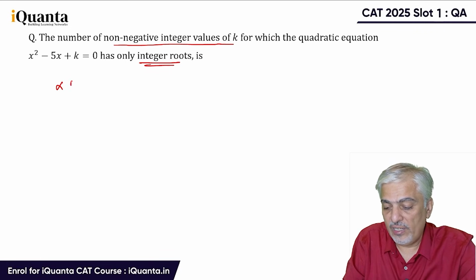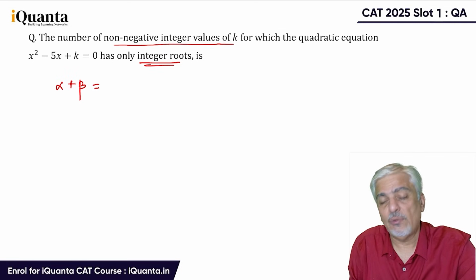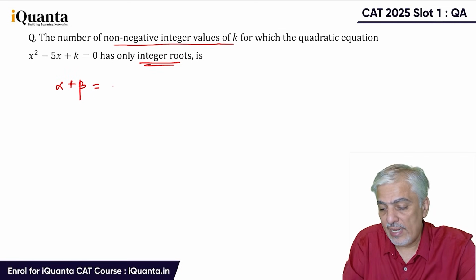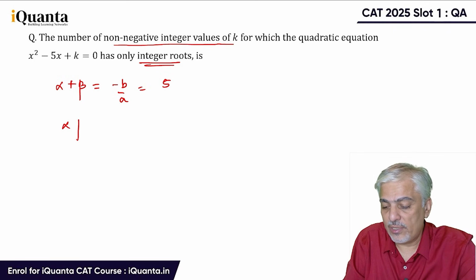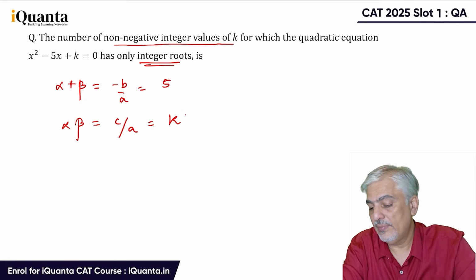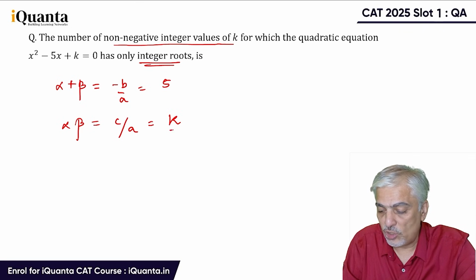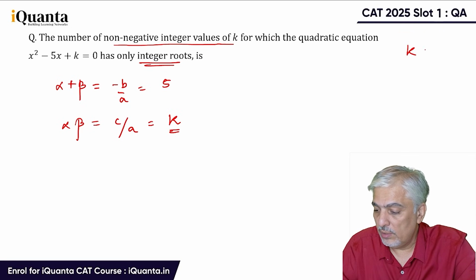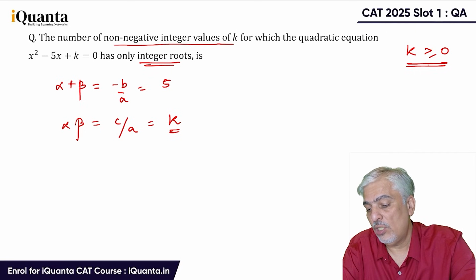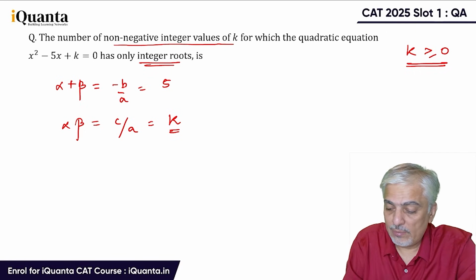So alpha plus beta, sum of the roots is what? Minus b by a. So in this case, sum of the roots will become 5, and product of the roots is c by a, so became k. Now we know we want non-negative integral values of k, that's okay. So k has to be greater than or equal to 0. Now because k has to be greater than or equal to 0, sum of the roots is 5.